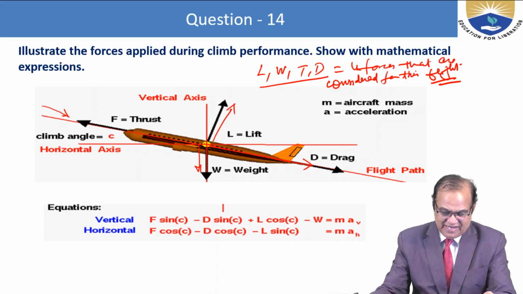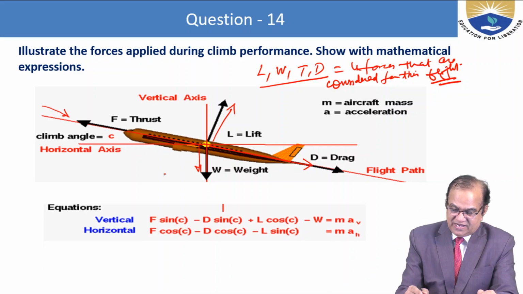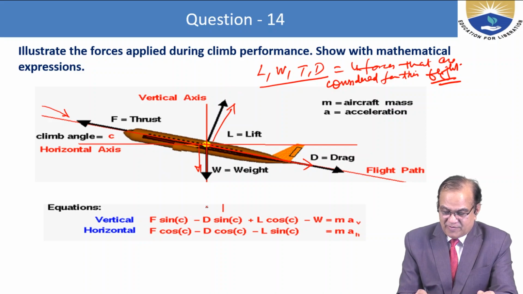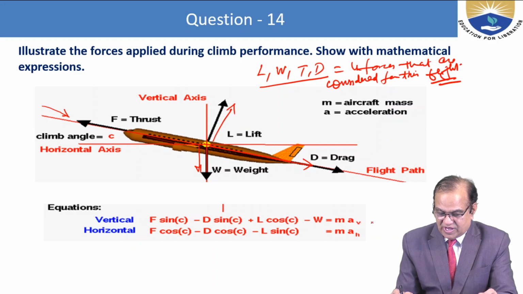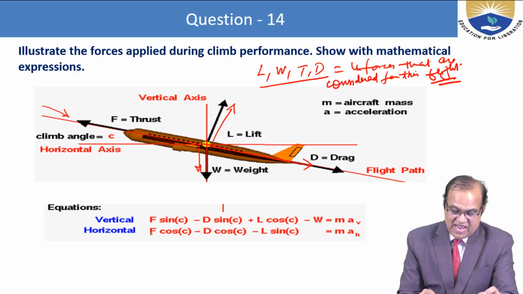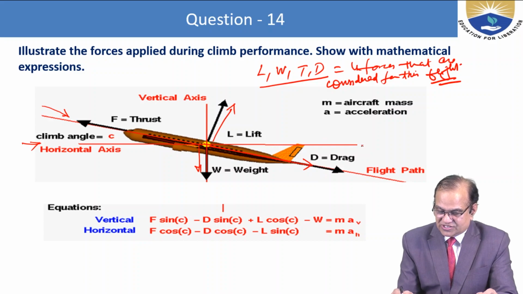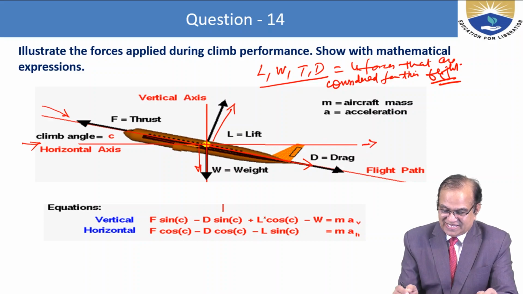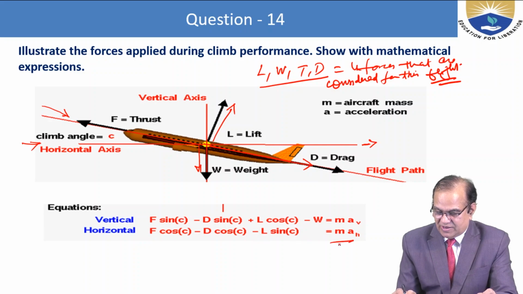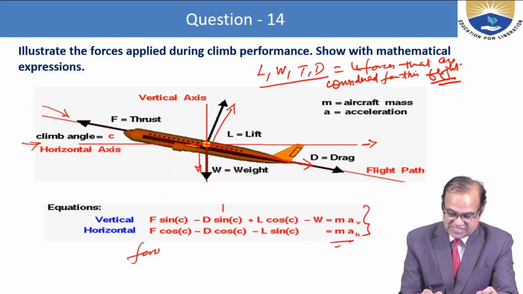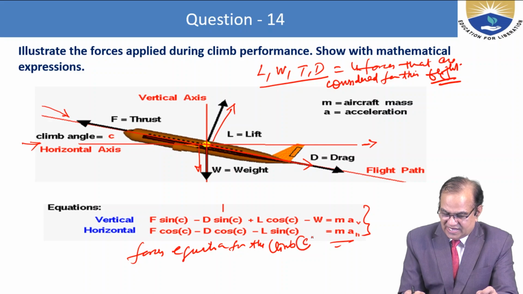If you see the mathematical expression, for vertical forces: F sin C minus D sin C plus L cos C minus W is equal to M A vertical. And in horizontal: F cos C in this direction minus D cos C in this direction minus L sin C is equal to M A H. So these are the force equations for the climb angle C.